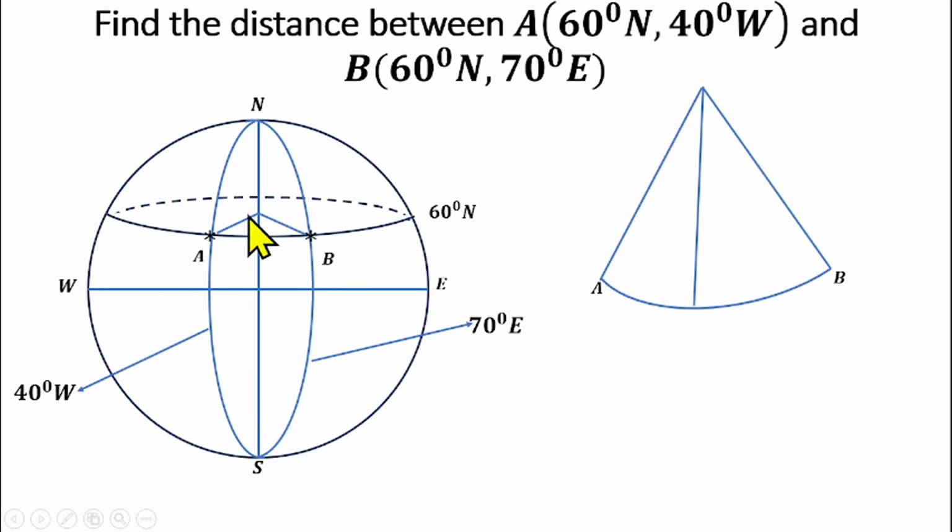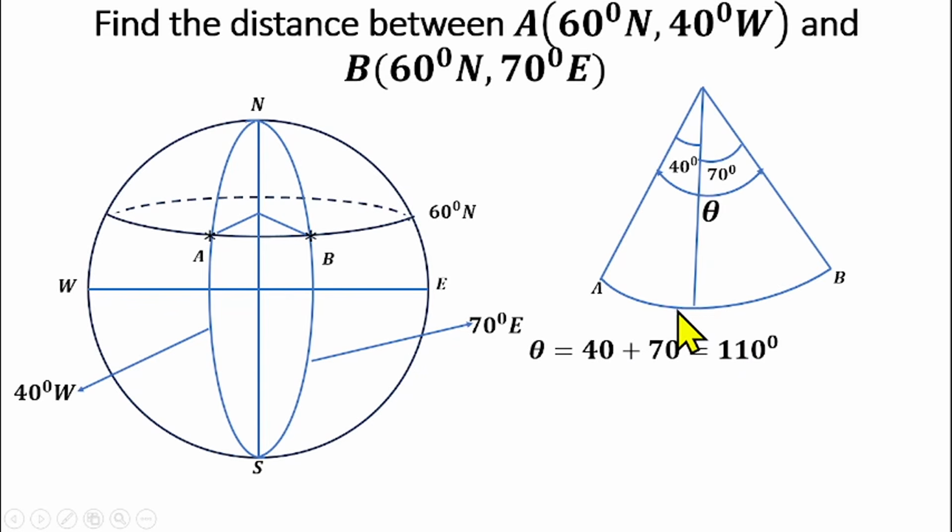So the middle line will serve as the origin of the angle. From the origin to point A, the angle there is 40 degrees. And from the origin to point B, the angle here will be 70 degrees. So that means the angular distance between point A and point B, from here to here, will be theta. So theta will be 40 plus 70, that will give us 110 degrees.